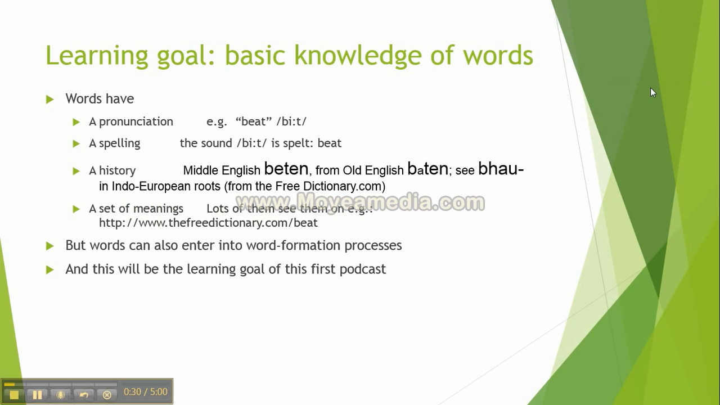Our learning goal is to have a basic knowledge of words. We're going to look at how we can actually form words by adding things to them. Words have, we all know, a pronunciation. For example, beat is pronounced using b, e and t, making beat, and it's spelled beat, so it also has a spelling.